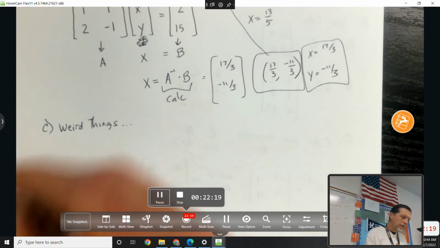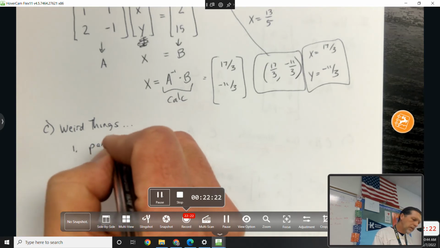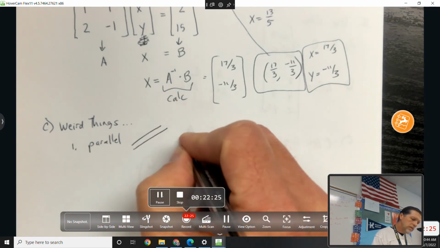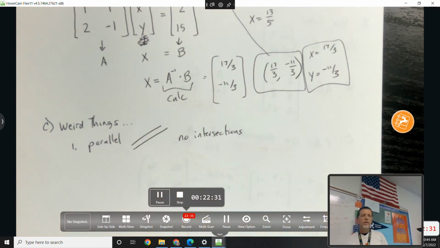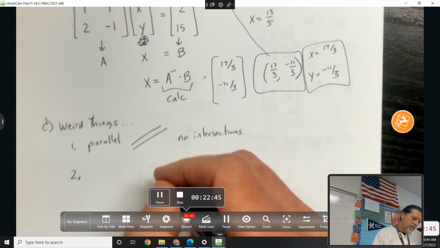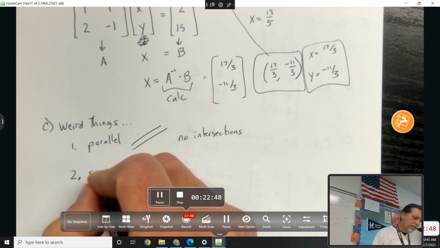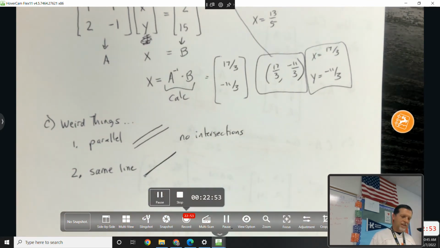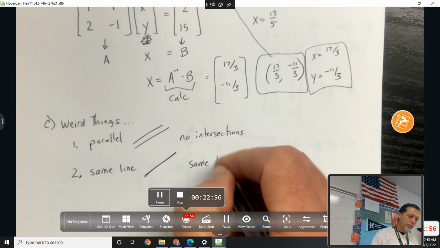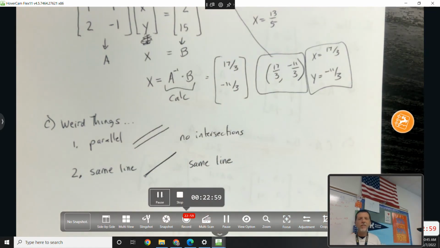So parallel is one option. Parallel lines have no intersections. And there's one more. You might not think of this one because it's kind of a weird situation. It's not that they don't have any intersections. It's kind of hard to draw, because if it's the same line, all the points on the line are the intersections.